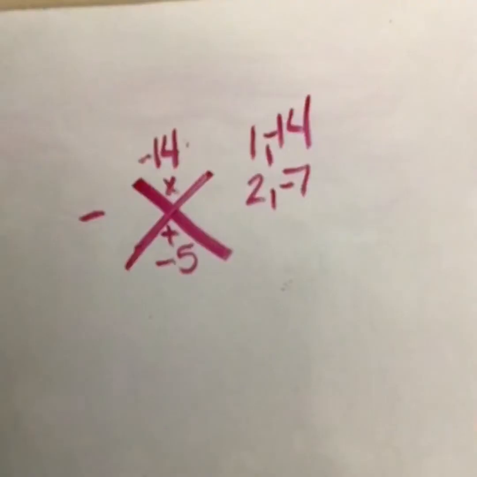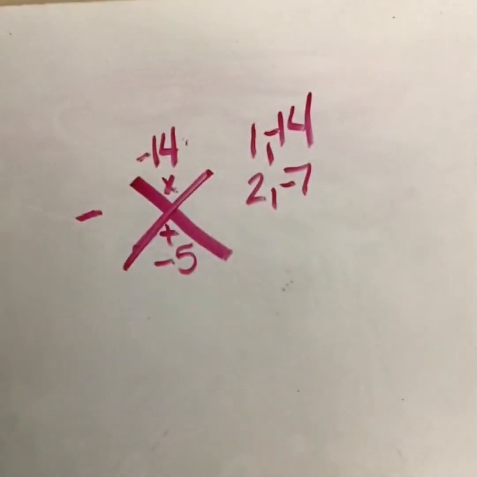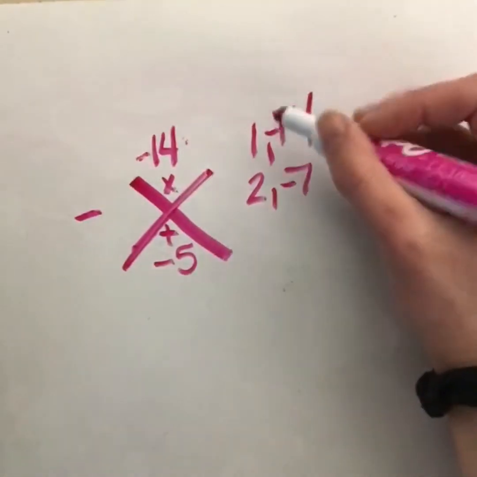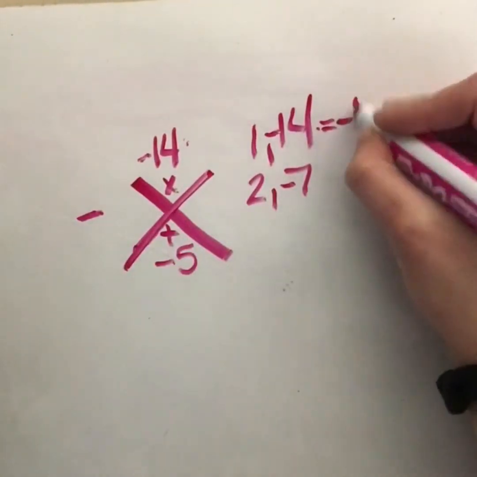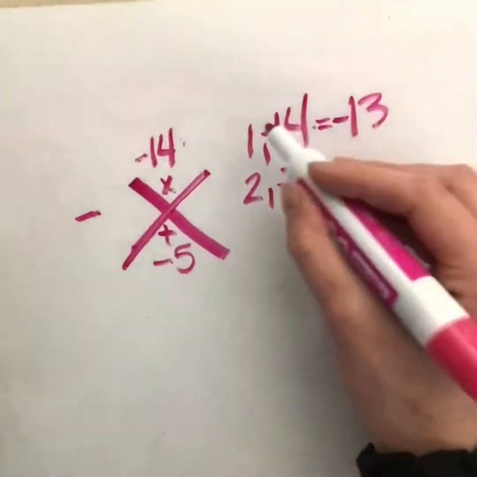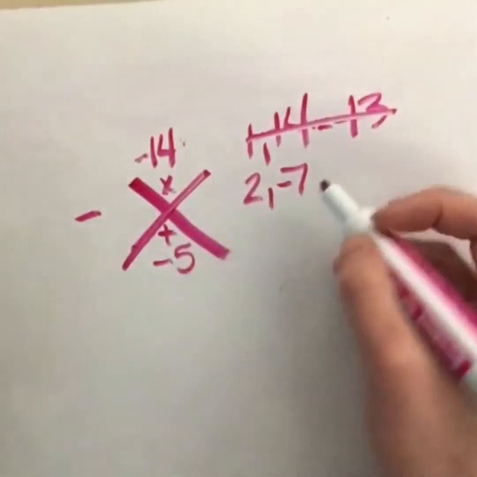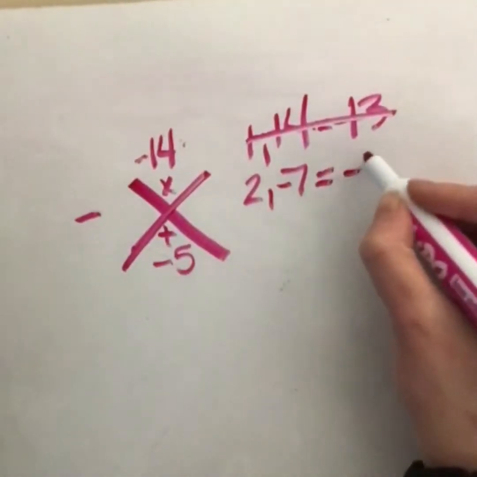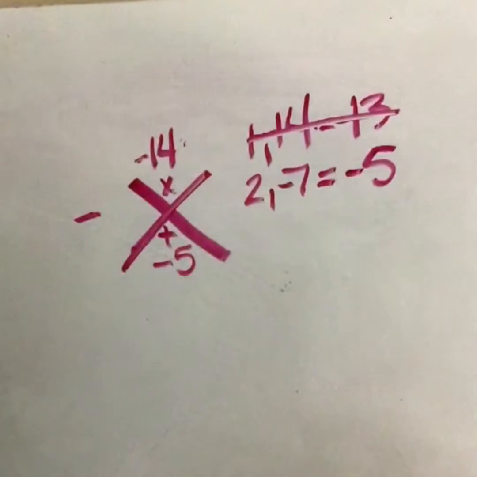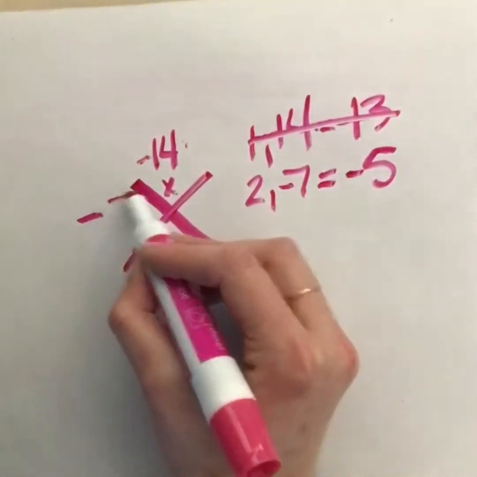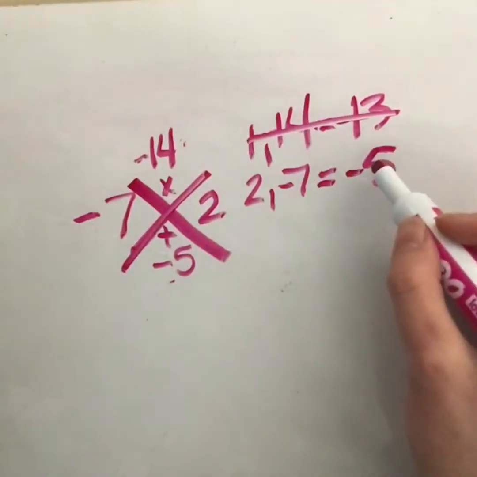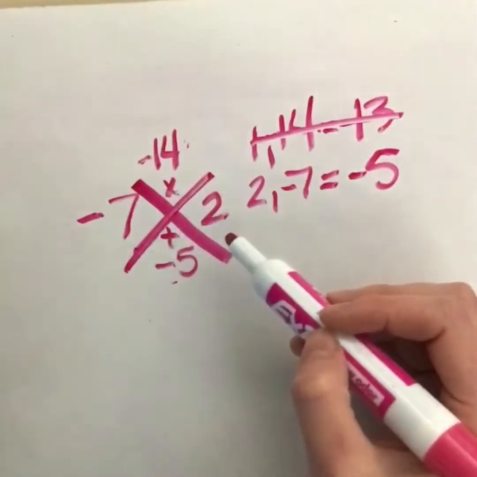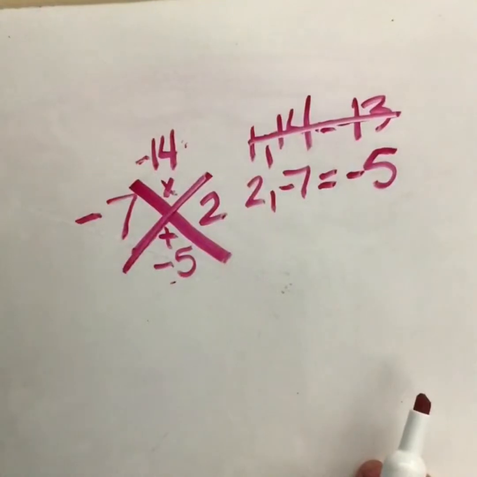All right, so let's take a look at what happens when I add these together. So if I have 1 plus negative 14, that would give me a negative 13. Well, we know that doesn't work. But if I take 2 plus a negative 7, that would give me a negative 5. So I know that I'm going to have a negative 7 and a positive 2 because I add up to get what I needed. And if I multiply them together, I would get negative 14.